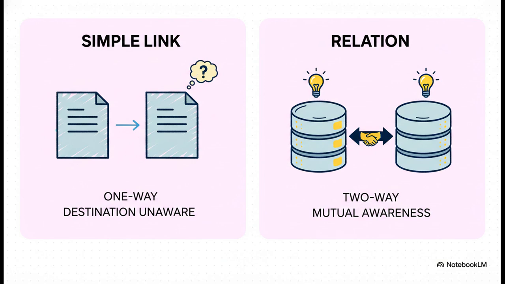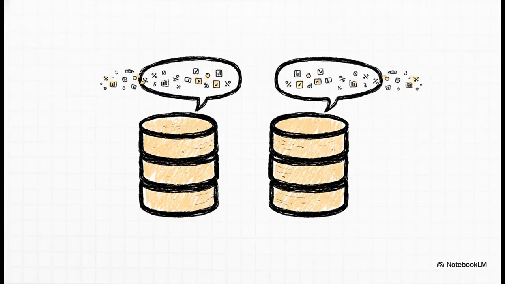Okay, this is so important to understand. A relation is not just a fancy hyperlink. A hyperlink is a one-way street. It's like shouting at someone from across the room. You link from page A to page B, but page B has absolutely no clue that it's being referenced. A Notion relation, though, that's a two-way conversation. It's a handshake. Both databases become aware of each other. It's a real relationship. And that's really the heart of it. We're not just pointing from one thing to another. We are literally creating a conversation between our data. We're teaching our databases how to talk to each other. And that changes, well, it changes everything.